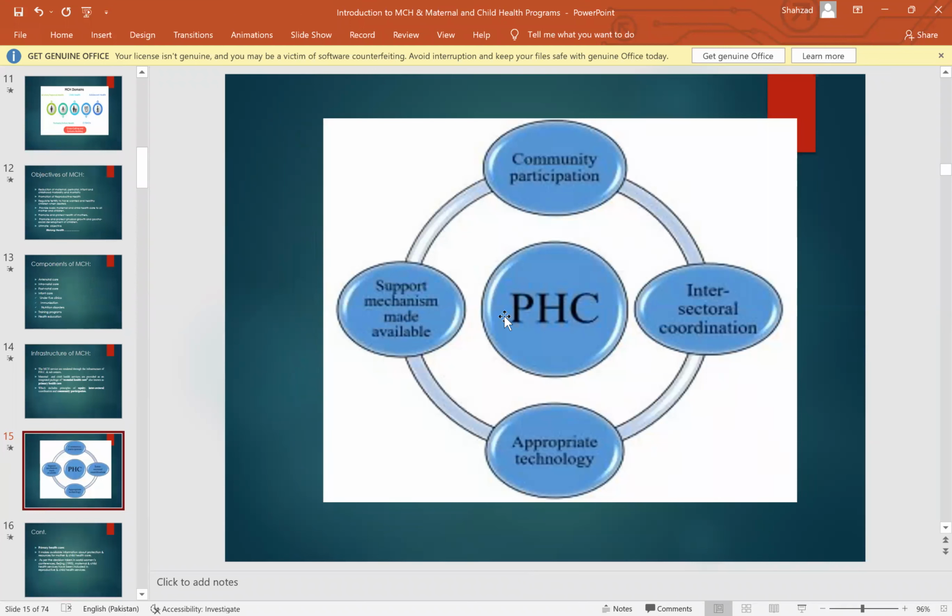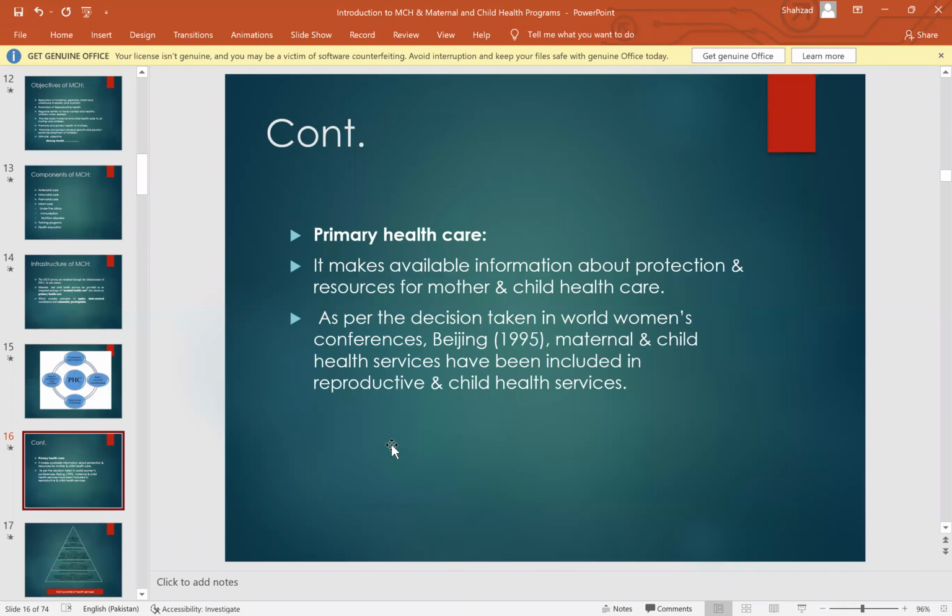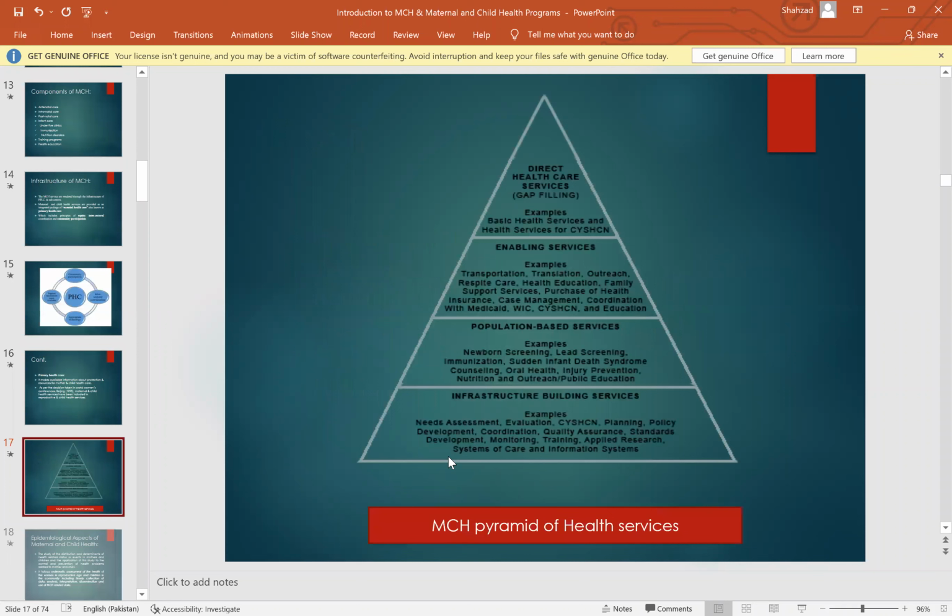As you can see, primary health care revolves around community participation, intersectoral coordination, appropriate technology, and support systems made available. Primary health care makes available information about protection and resources for mother and health care. As per the decision taken at the World Women's Conference, Beijing, 1995, maternal and child health services have been included in the reproductive and child health services.